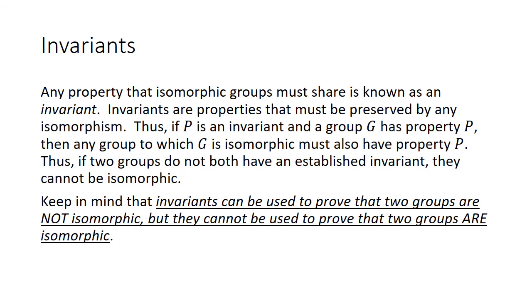Now keep in mind here, very important, invariants can be used to prove that two groups are not isomorphic, but they cannot be used to prove that two groups are isomorphic. So it's completely different approaches for proving that things are isomorphic as to proving that they're not isomorphic. You cannot use invariants to prove isomorphism.